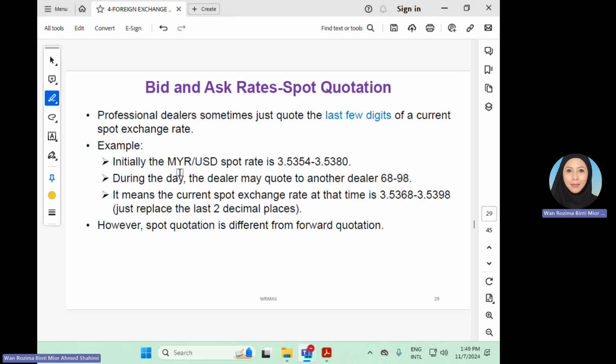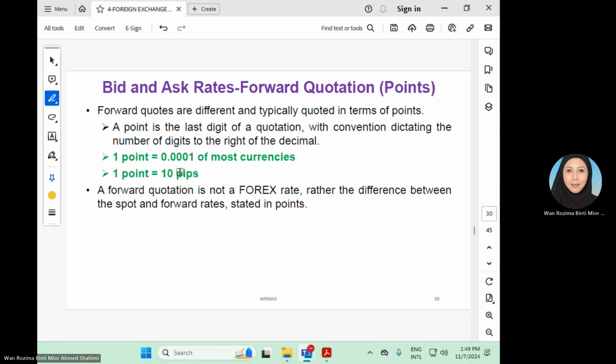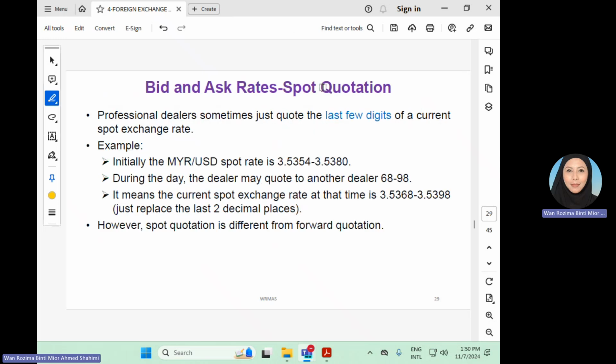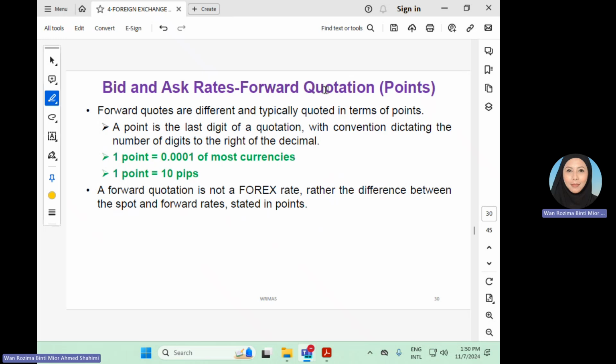How to write forward rate? First, get familiar with forward points. Forward quotes are different and typically quoted in terms of points. Points are in the last digit of the quotation, with conversion depending on the number of digits to the right of the decimal point. So this one is 1 pip. 1 point is equivalent to 10 pips and so on.